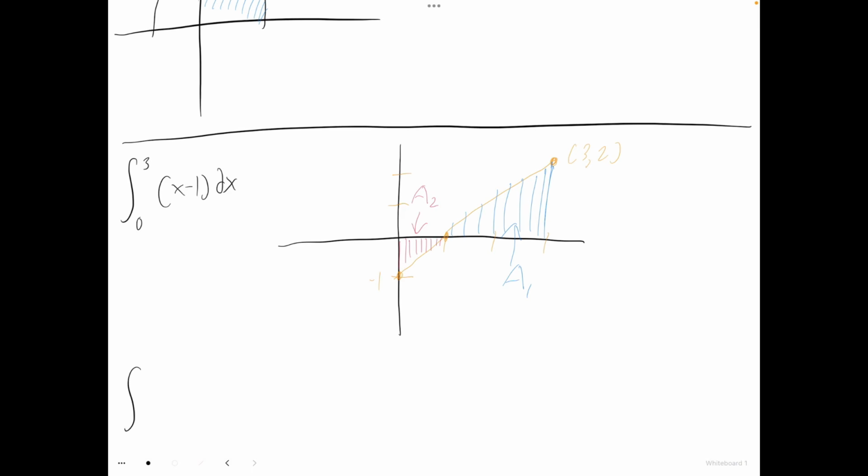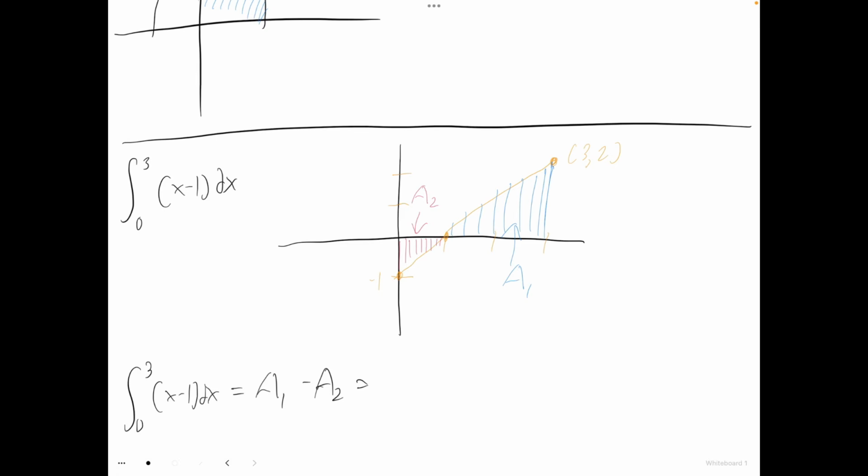So to summarize, the integral from 0 to 3 of x minus 1 dx is going to be this area 1 minus area 2, because it's the net area under the curve, and area 1 is above the x-axis, so it's treated positive. Area 2 is below, so it's treated negative.